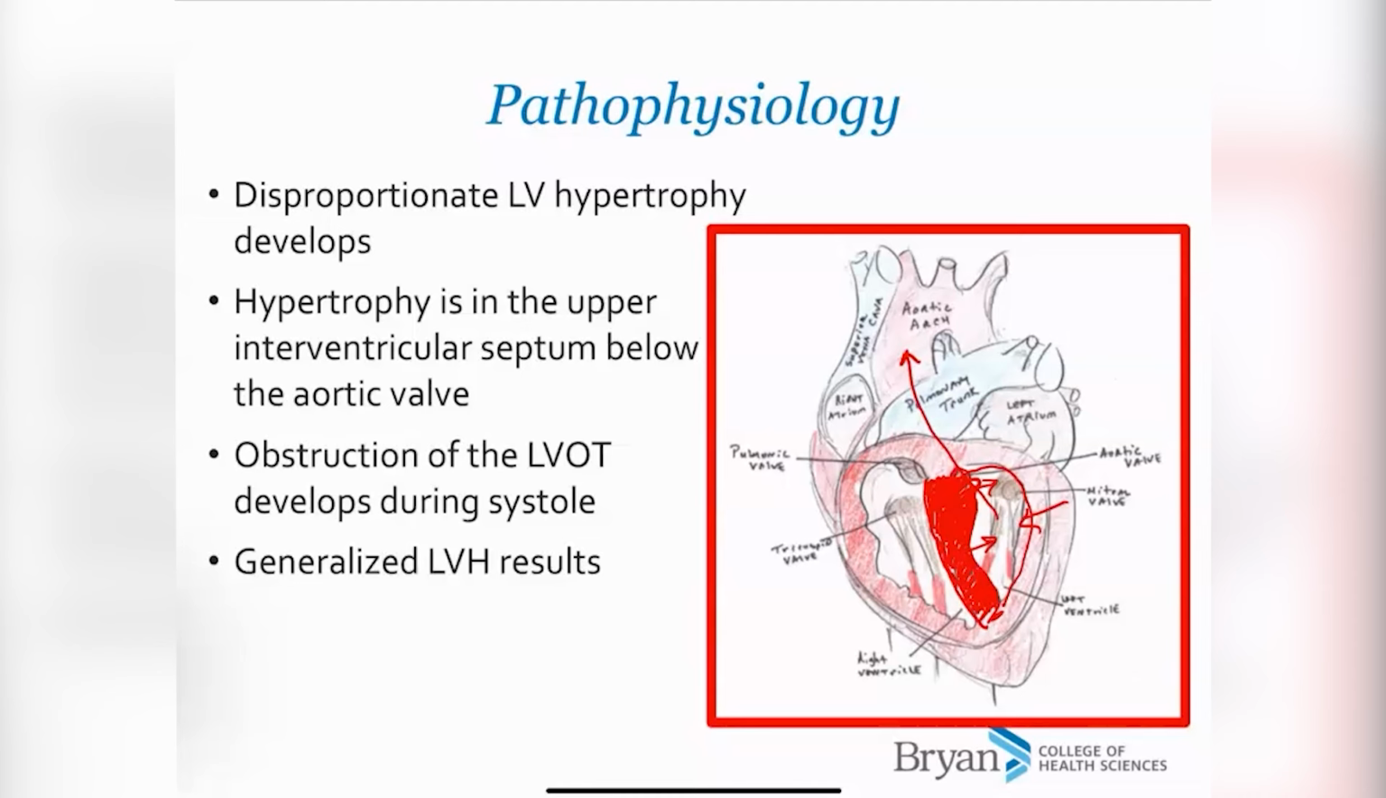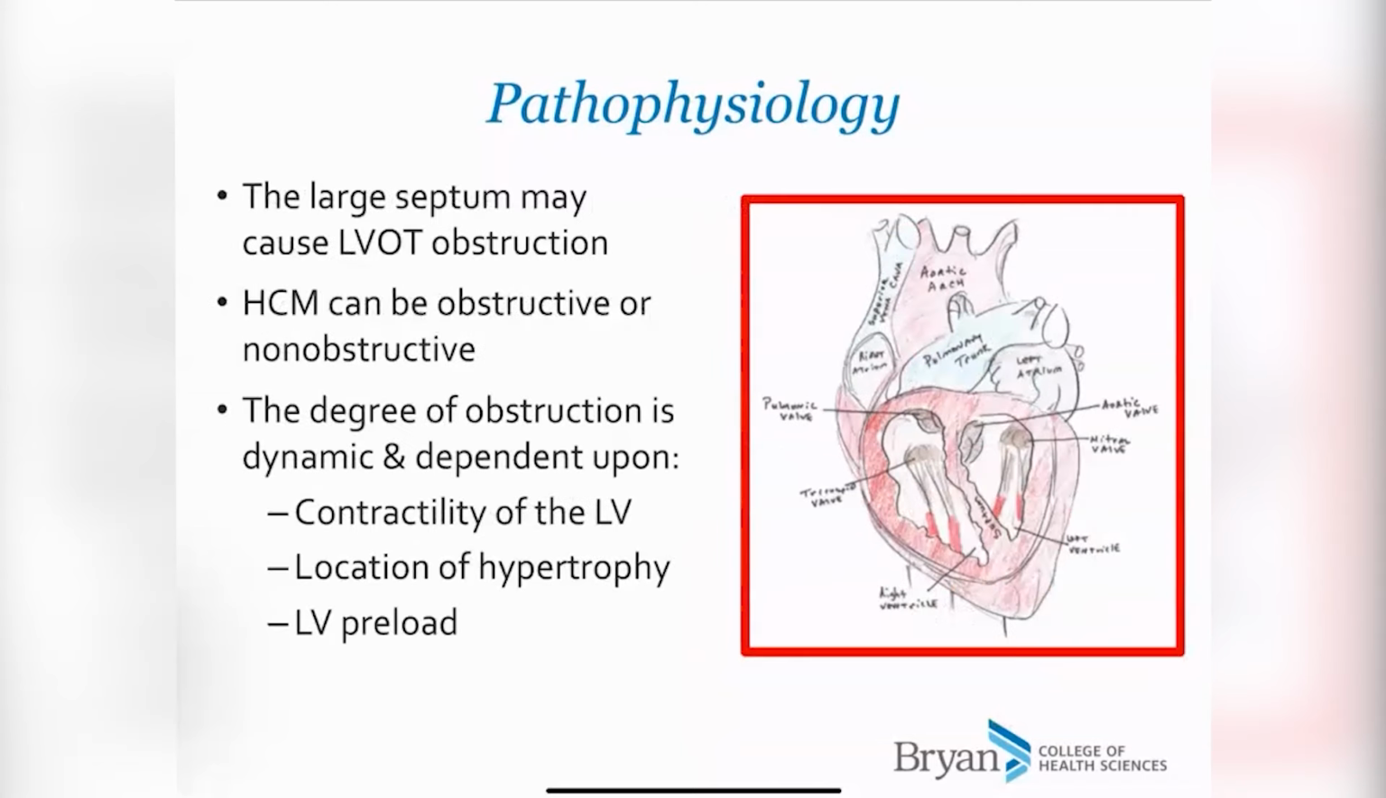So over time, this obstruction to outflow is basically going to produce a generalized hypertrophy of the entire left ventricle, because that's going to be an added resistance over time. The longer the obstruction happens, the more ventricular hypertrophy that you get. So the large septum can cause the obstruction. It's important to know that hypertrophic cardiomyopathy can be either obstructive or non-obstructive. Not every individual diagnosed with hypertrophic cardiomyopathy is going to have an obstructive component.